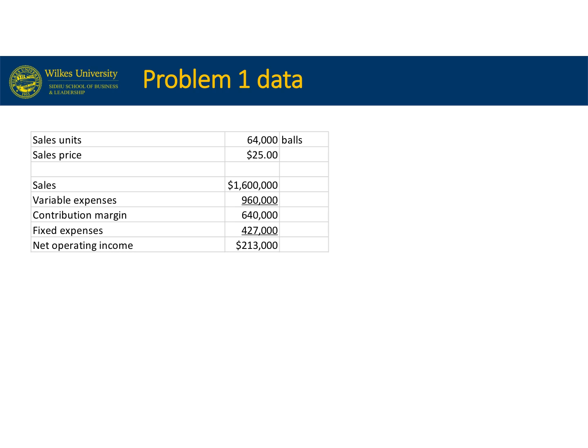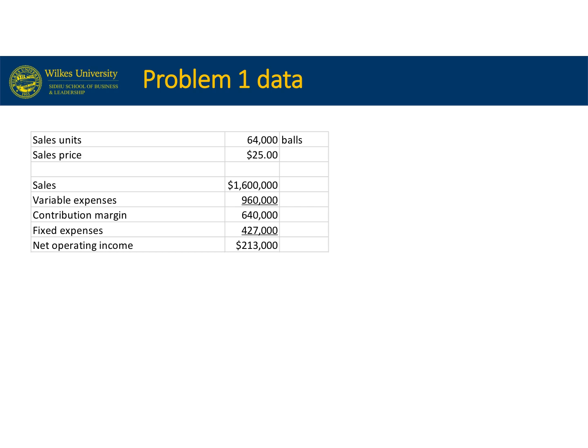Because we're working with break-even, we'll use the contribution margin income statement. For our problem, this company sells balls for $25 a piece, and the financial statement information shown here is based on the sales for 64,000 balls.